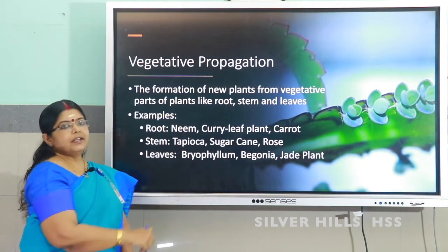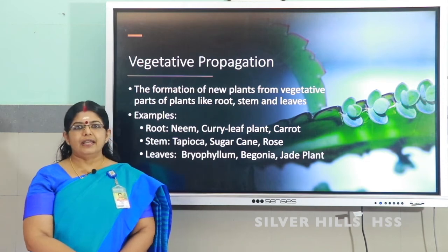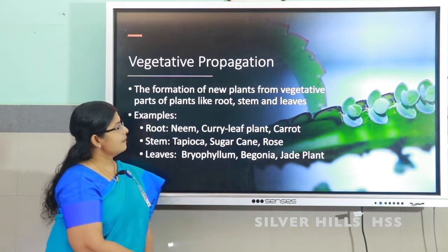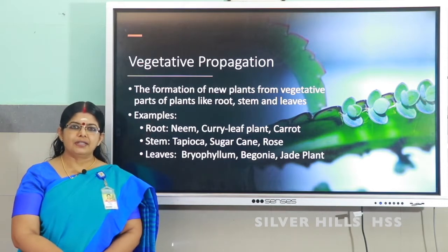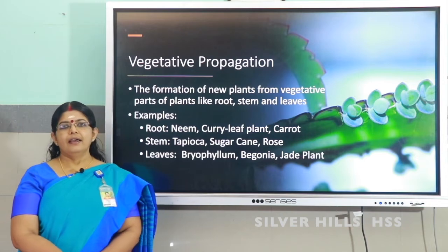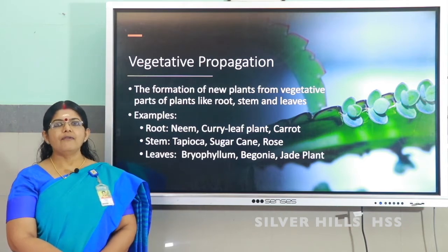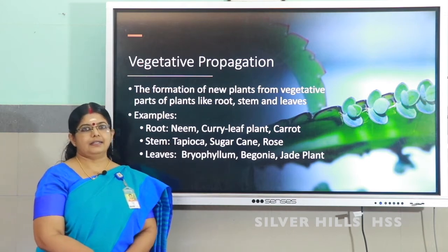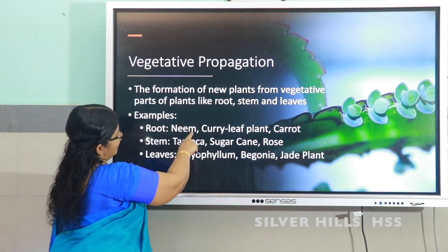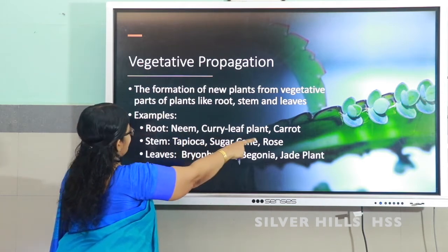Then, what is vegetative propagation? We will study what vegetative propagation is. The formation of new plants from vegetative parts like root, stem and leaves is known as vegetative propagation. Let us have a look at examples of these vegetative parts which grow into new plants. First one, root. Example: neem, curry leaf plant, carrot.